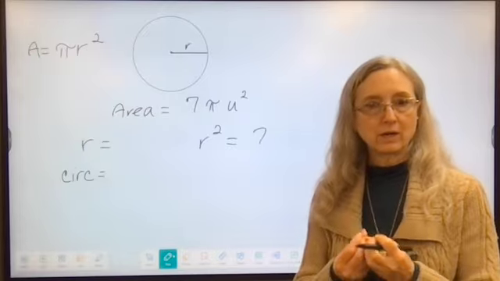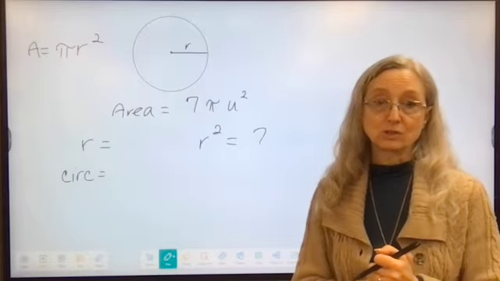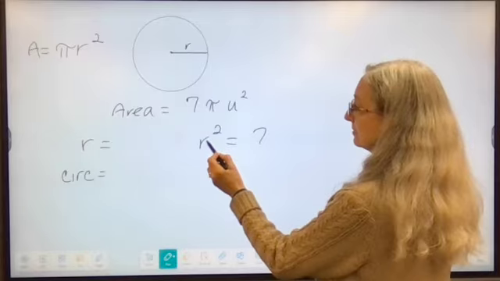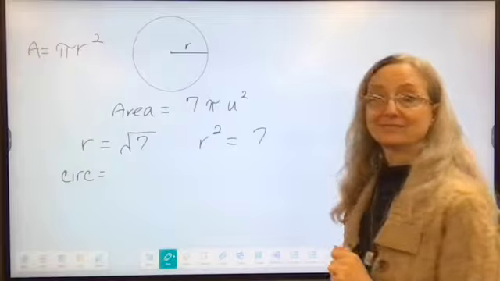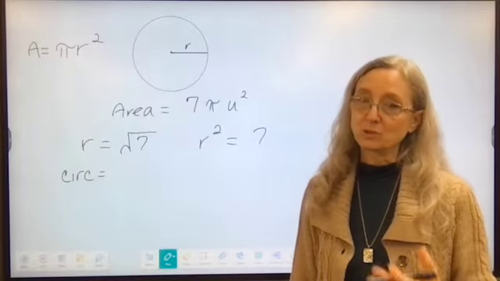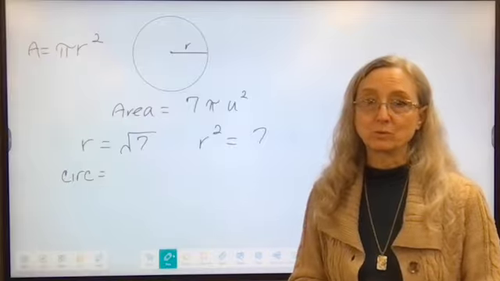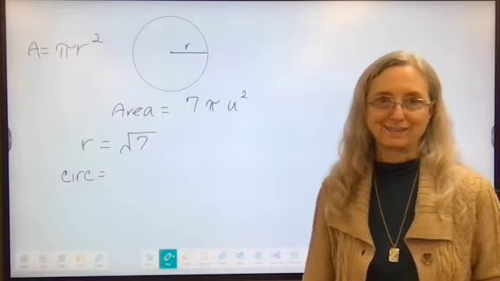So how do I invert? What's the inverse of squaring? It's the square root. So I'm going to take the square root of both sides, and my radius ends up being the square root of 7. Square root of 7 times square root of 7 is 7. So my radius is the square root of 7. That's how you do that.